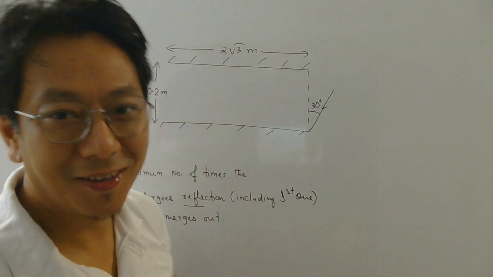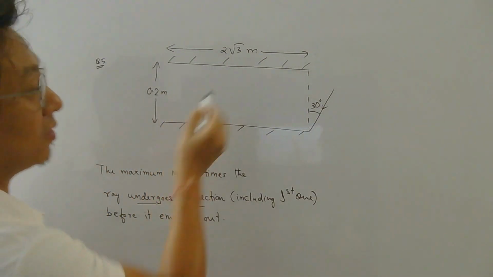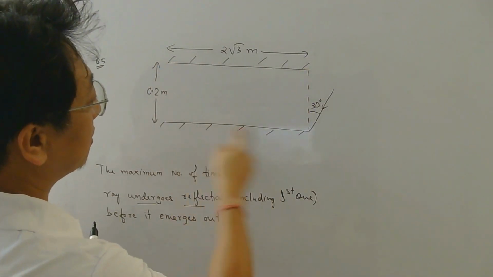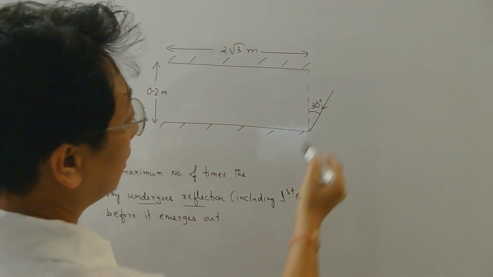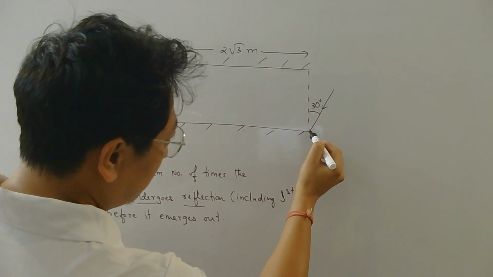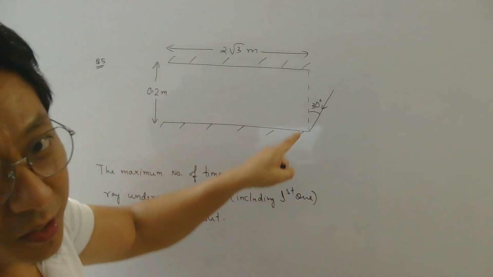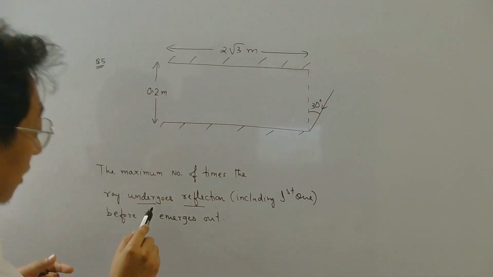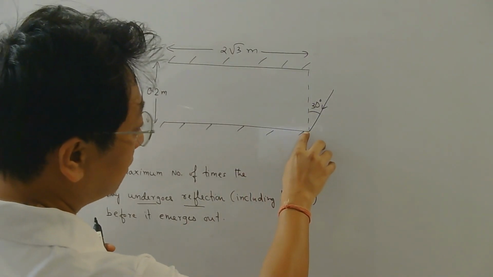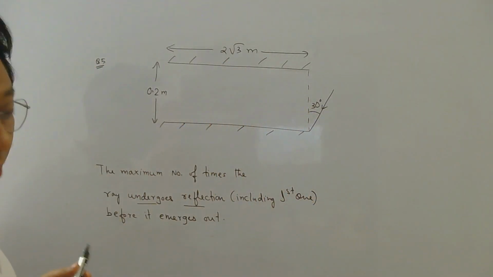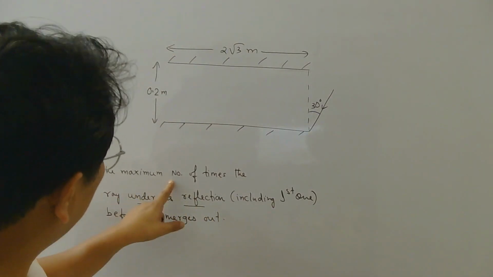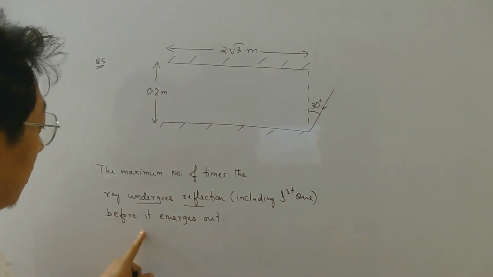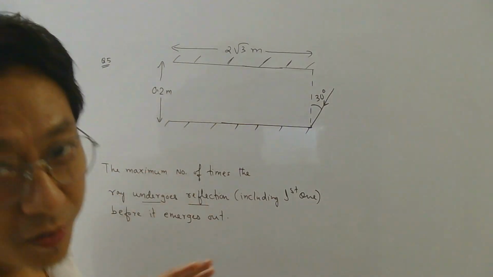So let us see the next question. We have two plane mirrors which are separated by 0.2 meter and the length of the mirror is given as 2 root 3 meter. A ray of light strikes this mirror just inside at an angle of 30 degrees, just inside. Okay, we have to find the maximum number of times the ray undergoes reflection, because after it hits here it will keep on reflecting this way, right? We have to find the maximum number of times the ray undergoes reflection, including the first one, before it emerges out. So let's start solving this question now.